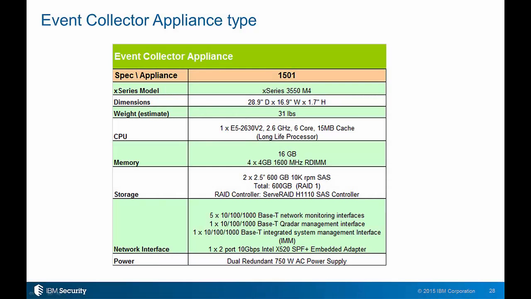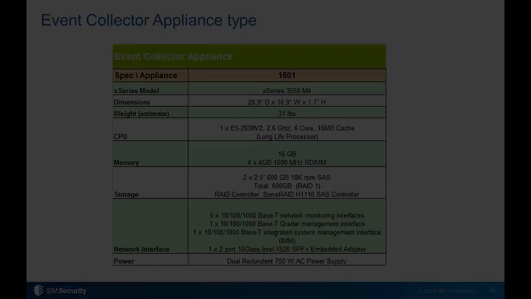The Event Collector 1501 appliance is a dedicated event collector. It has one 2.6 GHz 6-core processor and 16 gigs of RAM. It has only 600 gigabytes of storage capacity for temporary data storage.